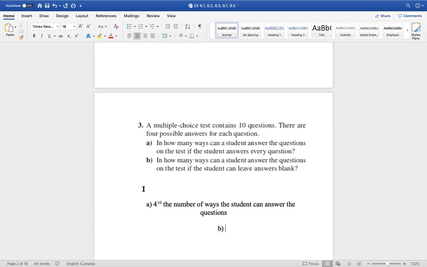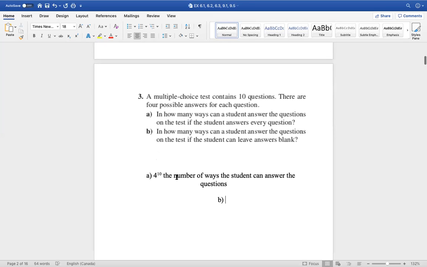B part, in how many ways can a student answer the questions on the test if the student can leave answers blank? So now, apart from the 4 possibilities, there is another possibility of leaving an answer blank as well. This makes us open to 5 options to answer each question. So this will be 5 to the power of 10 is the number of ways the student can answer, with an empty answer as well.